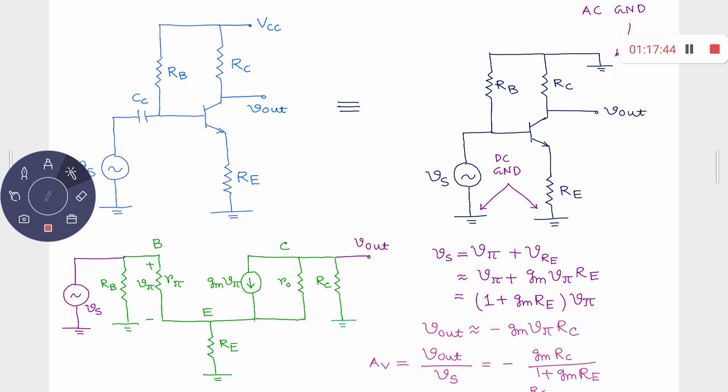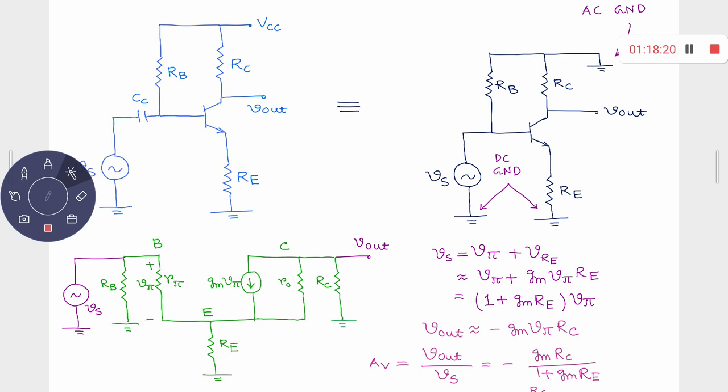What is Vout? At this particular point, this current is minus gm V pi. But now one current will flow through this ro and the other current will flow through RC. This time I cannot call them ro and RC in parallel, they are not in parallel. But since ro is typically very large with respect to RC, you can consider that almost the entire gm V pi will flow through RC. Once again it is an approximation: Vout is minus gm V pi times RC.